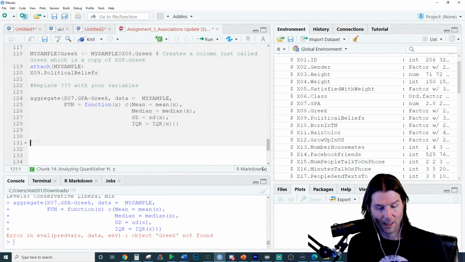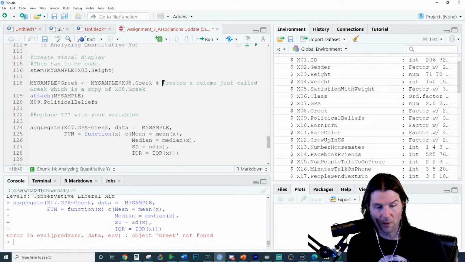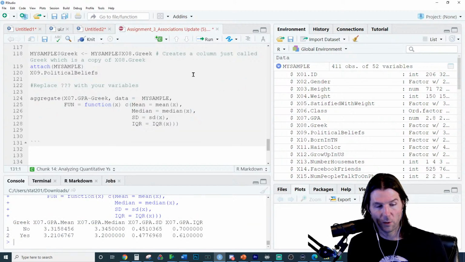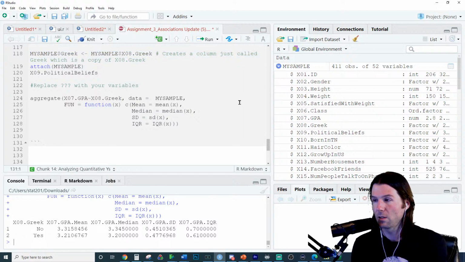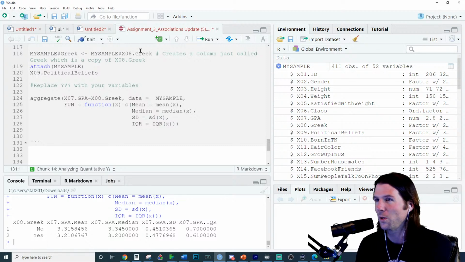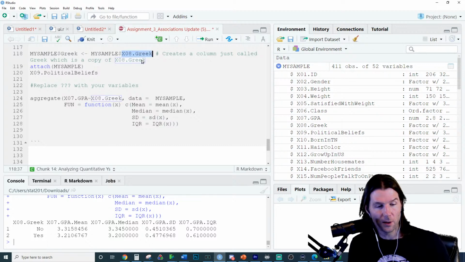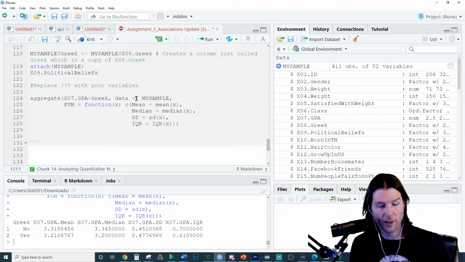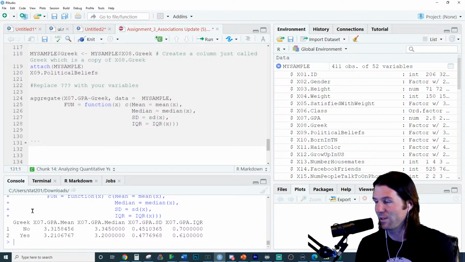Great answer right there. It says object Greek not found because I did not run the following code, and that creates the Greek variable. This creates a column called Greek. I could have alternatively called this Greek right here, and it would have worked. Either way is fine. I just wanted to call it Greek, because this variable is called Greek since I wanted this to say Greek, not XO.